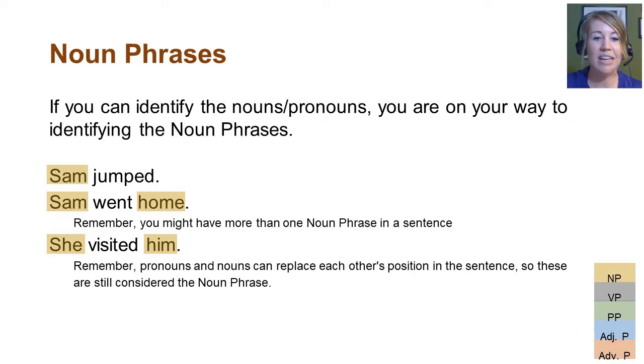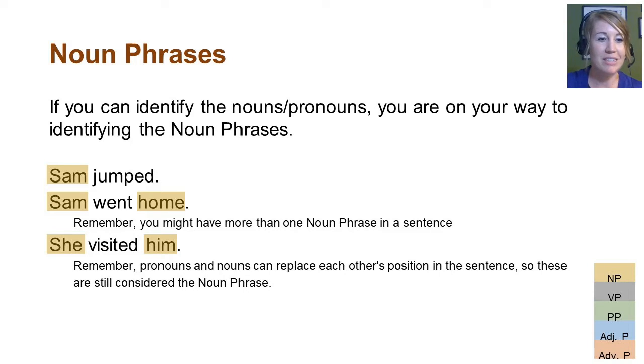So how would we identify a noun phrase? If you can identify the nouns and pronouns in a clause or a full sentence, you are on your way to identifying the noun phrase. Here, using our color-coded chart, the yellow, I have highlighted the noun phrases for you in these simple sentences. So Sam is our noun, so that's our noun phrase. Sam went home. That sentence actually has 2 noun phrases in it, Sam and home. She visited him. So again, remember, pronouns and nouns can replace each other's positions in the sentence, so these are still considered noun phrases.